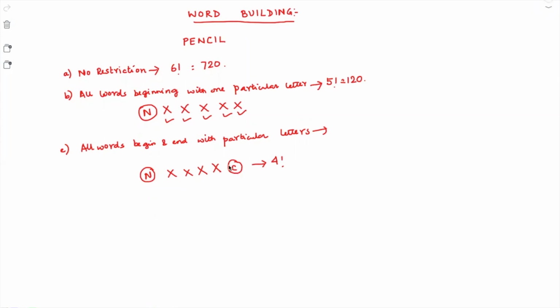Now here there can be another case. What will be the other case? Here in the first instance, we have taken N in the first position, C in the last position. That is, we have considered that all the letters would start with N and finish with C. That is, all words begin and end with particular letters. But suppose we consider a similar case. The first and last letters are N and C, but they can interchange themselves. That means you can have a scenario like this or a scenario like this.